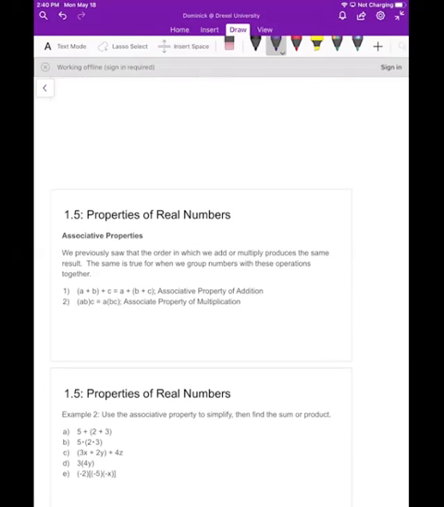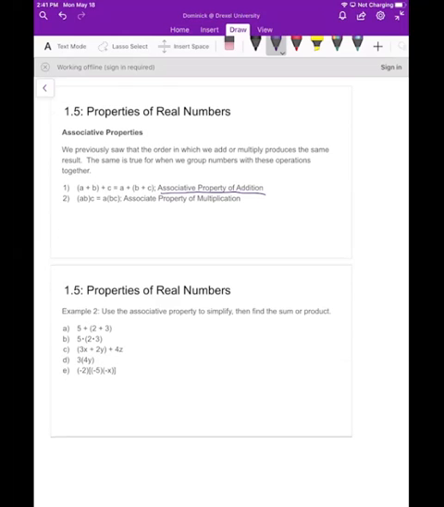The next property that we have is called the associative property. We just talked about how the order in which you multiply or add numbers doesn't matter. And of course, the same is true when you group these operations with parentheses, right? For addition, if you have three numbers that you want to add together, it doesn't matter if you group the first two and add them first, or group the last two and add them first. And the same is true for multiplication.